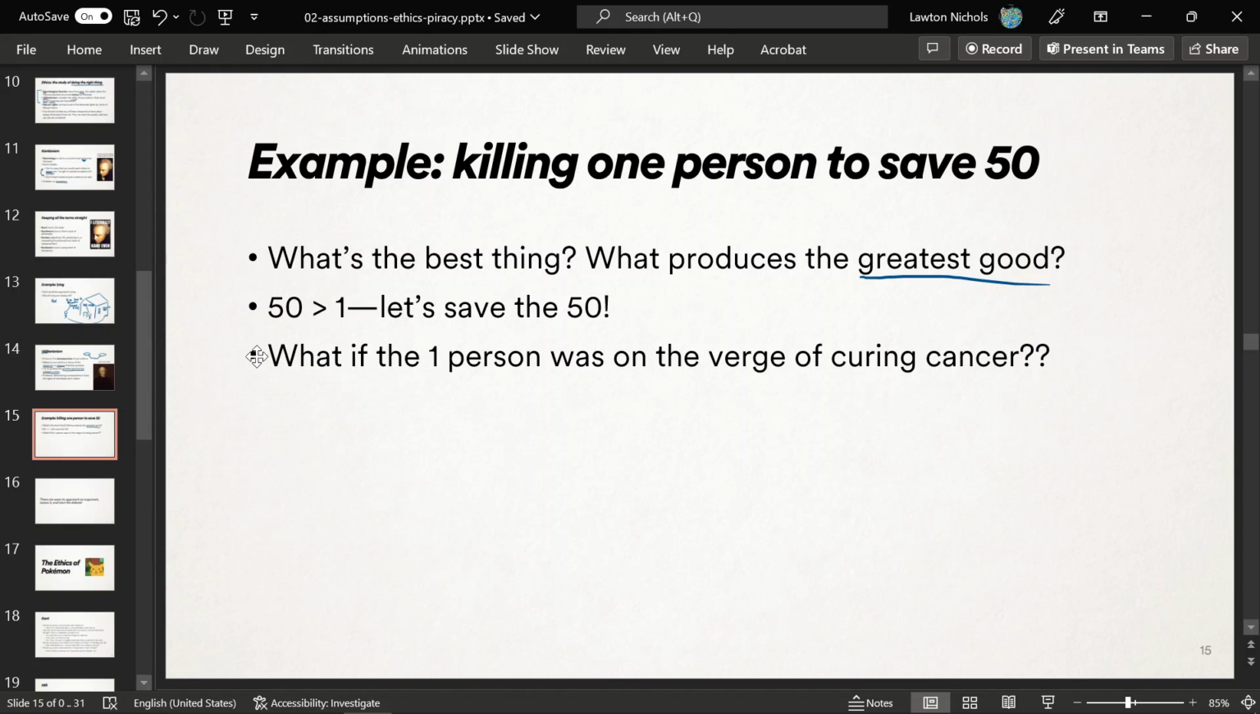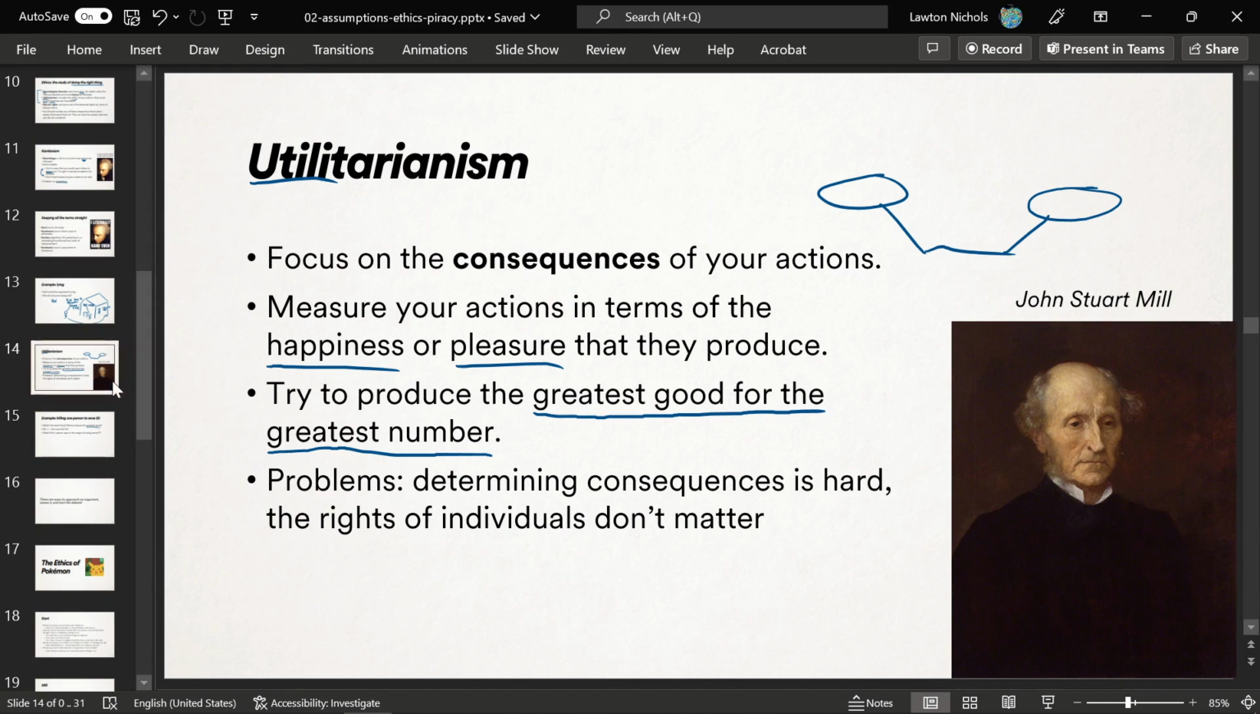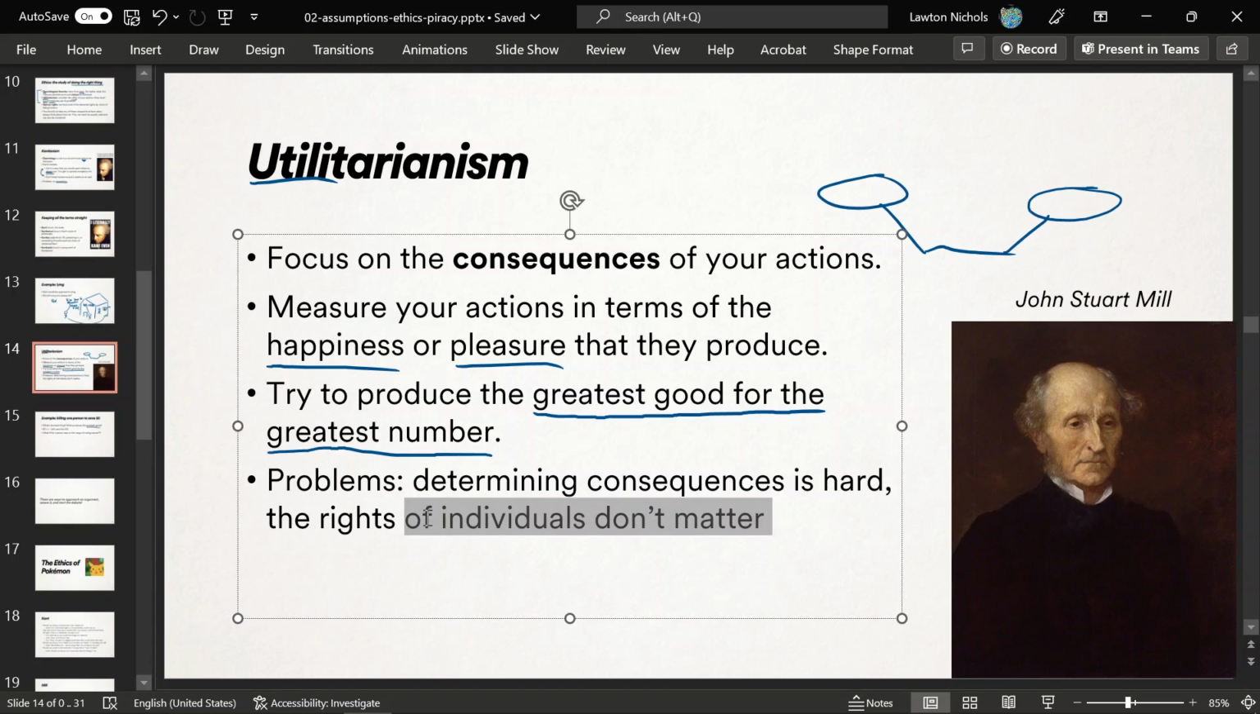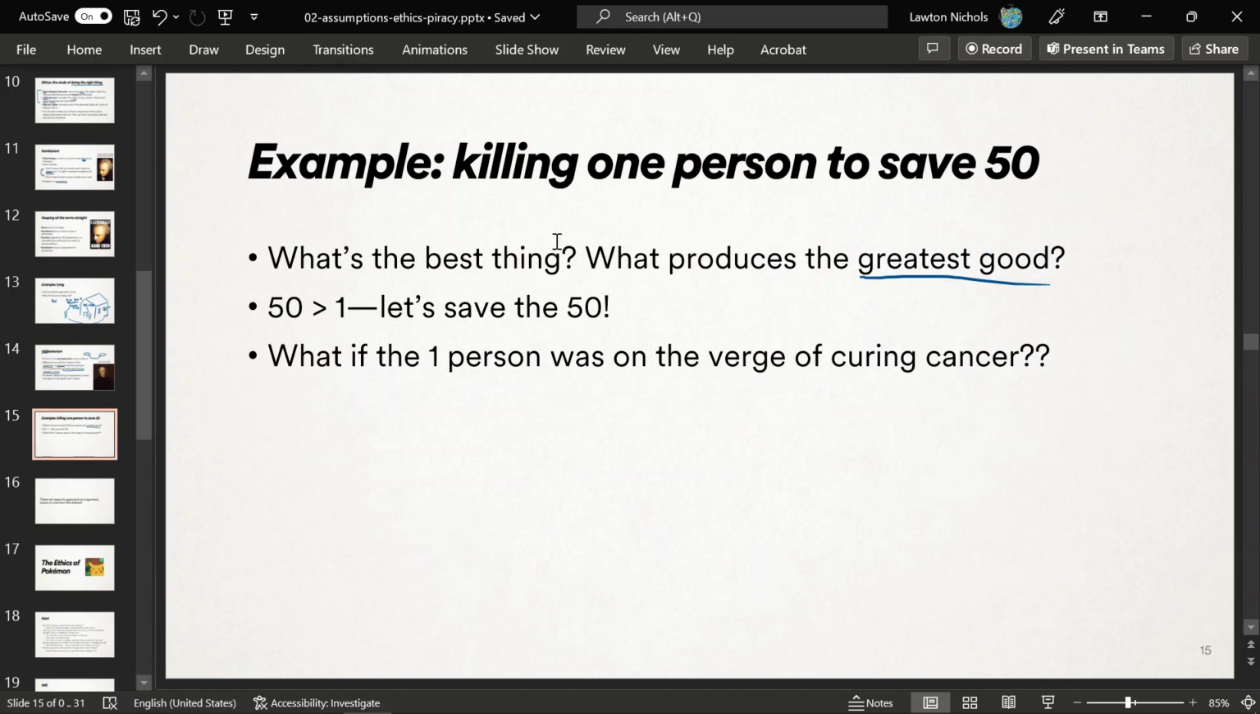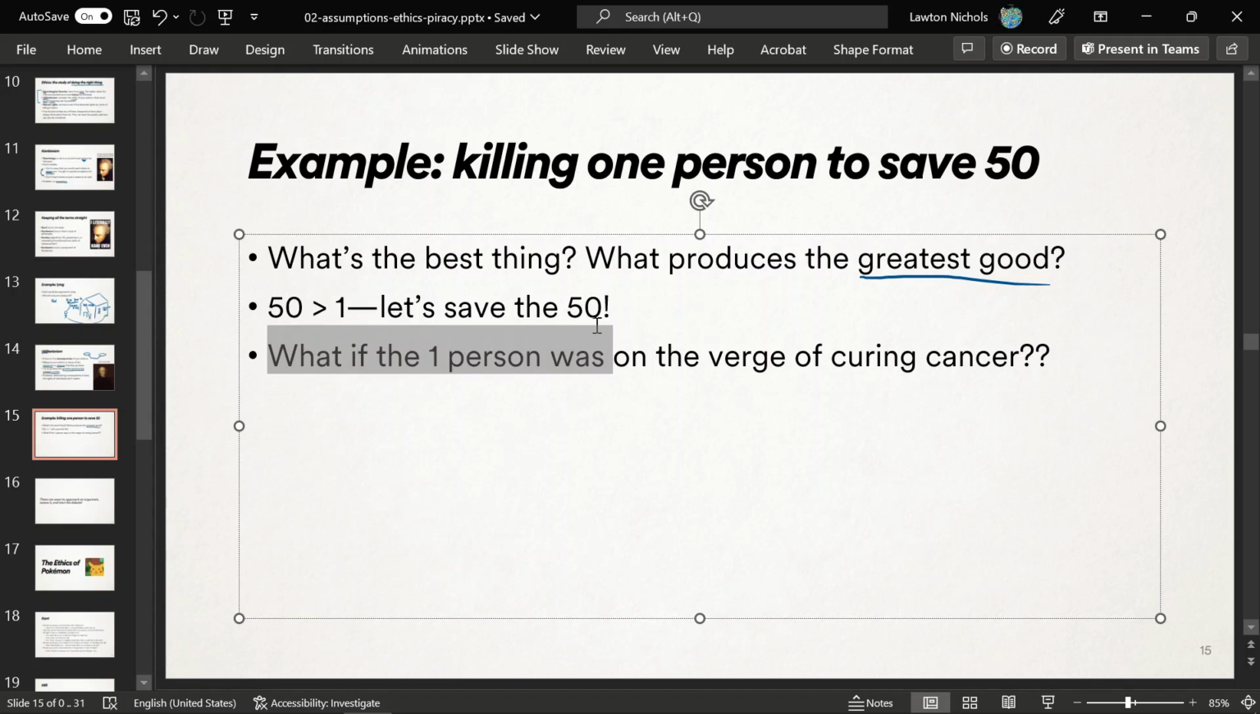But again, you have to determine the consequences. Again, nobody's life, rights of individuals don't matter at all. So we don't really care about that. We're not trying to save the children or something. It's just every life is equal kind of thing, if you consider them to be normal people. But other option, what if that one person was on the verge of curing cancer? Because then the scales change, don't they?